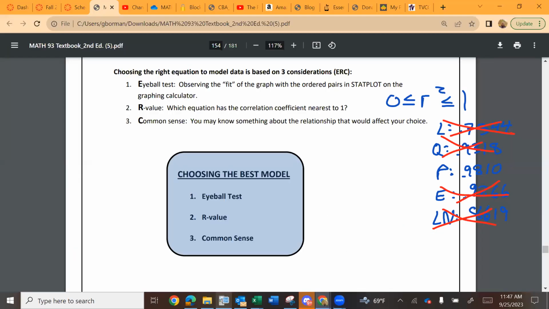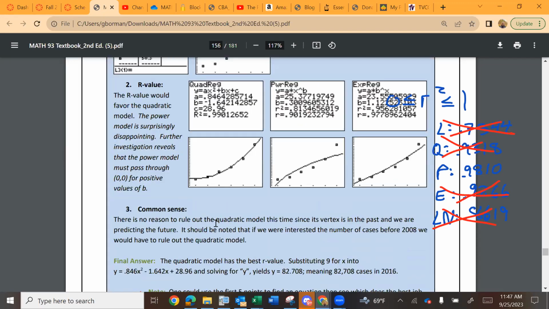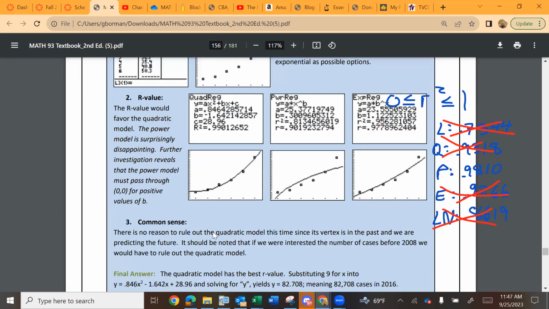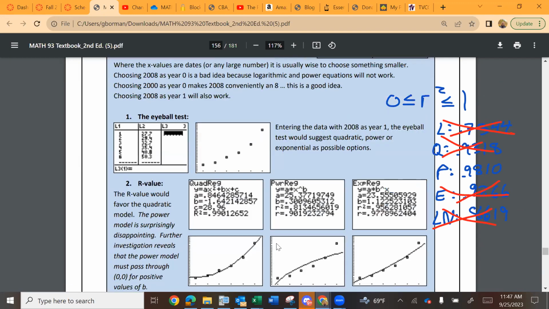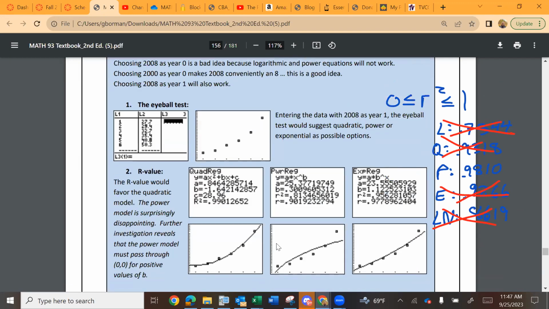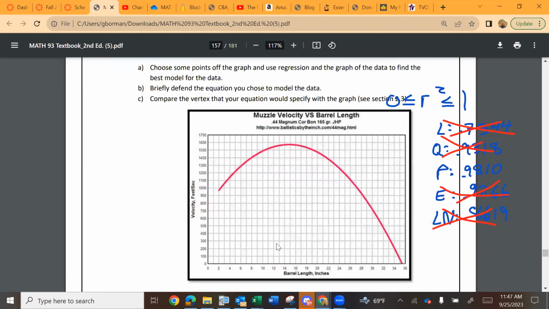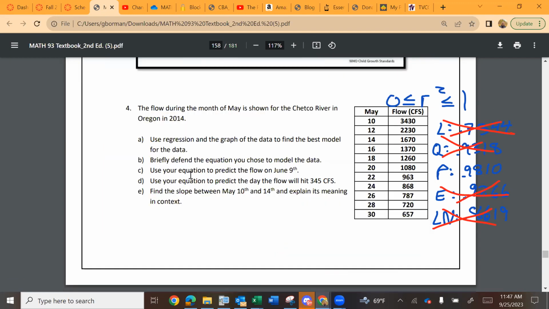Okay. So yeah, the author takes you through it as well. It's good stuff to read. Good to listen to this video more than once. And the author is using the TI-84 calculator, which is really nice. Makes it a lot easier for you to tell what's going on in his explanation. Okay, so use regression and the graph of the data to find the best model. Okay, we did that.